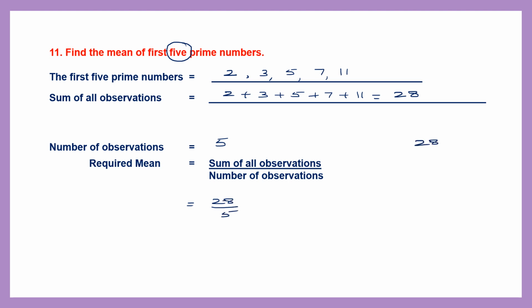So 28, let's divide it by 5. 5 fives are 25. We have a remainder. So we're going to continue our division by putting a point and putting a 0 and bringing the 0 down. Now our number is 30. 5 sixes are 30. So now the remainder is 0. And what is our quotient? 5.6, which is the required mean. 5.6 is our answer here.